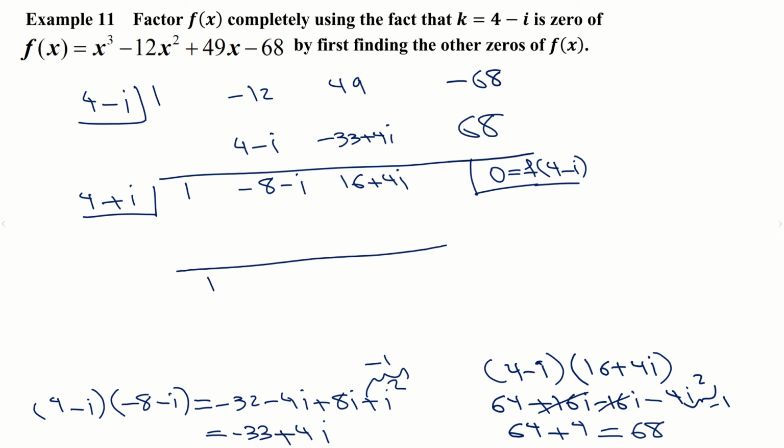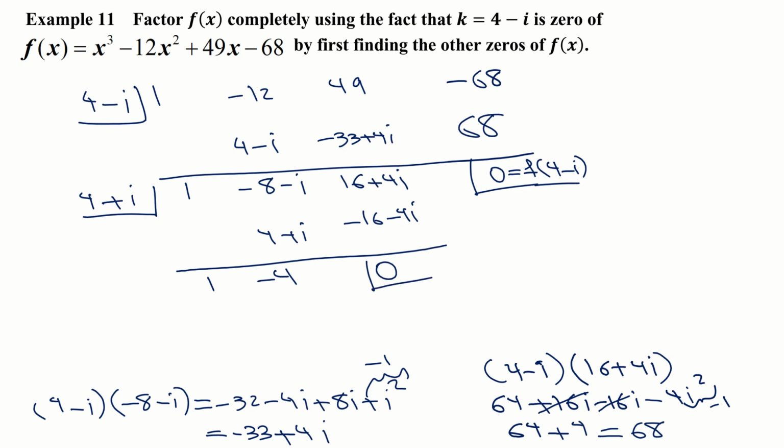So 1 here, 1 times 4 plus i is 4 plus i. And combining those will give us negative 4, because the negative i and the i cancel out. Negative 4 times 4 plus i is going to be negative 16 minus 4i. So we got 0 as expected.